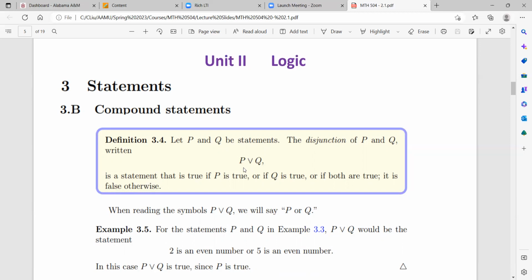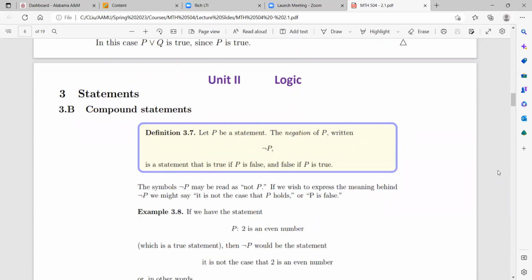So if P or Q is true, then the union or disjunction of P and Q must be true, or both. And this disjunction will be false only when P and Q are both false. So pretty simple. Just like sets, we say P or Q if we write the disjunction of the two statements.